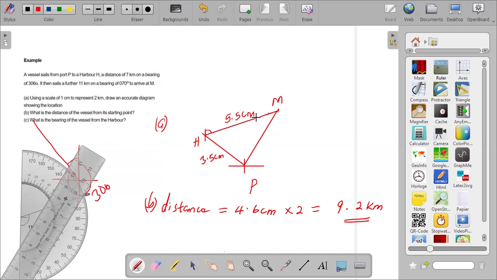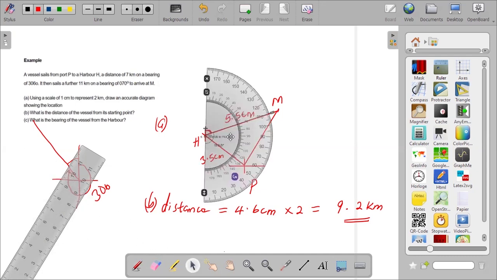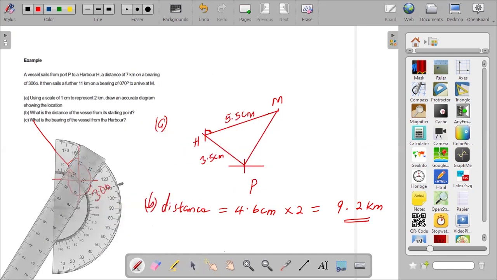So the line connecting the vessel to harbor H is this line here. The angle that that line makes with the north pole, this vertical line, is the bearing of the vessel from harbor H. So place a protractor there and measure that angle, and that is 70 degrees. Then the bearing of the vessel from the harbor is 70 degrees.